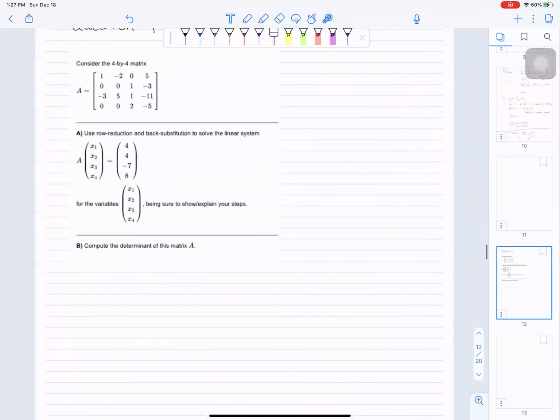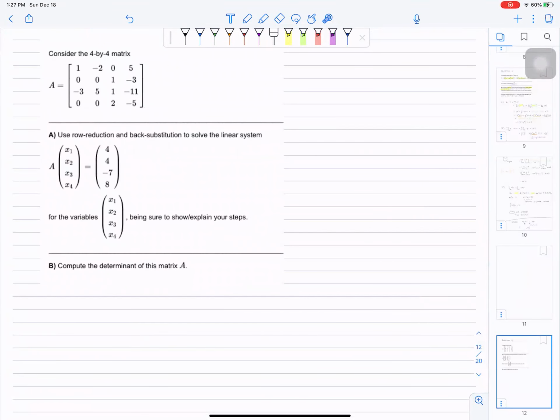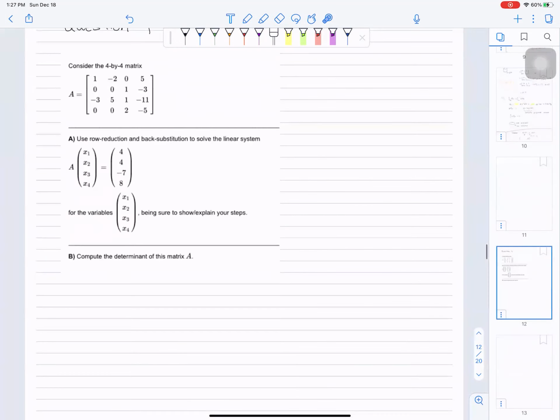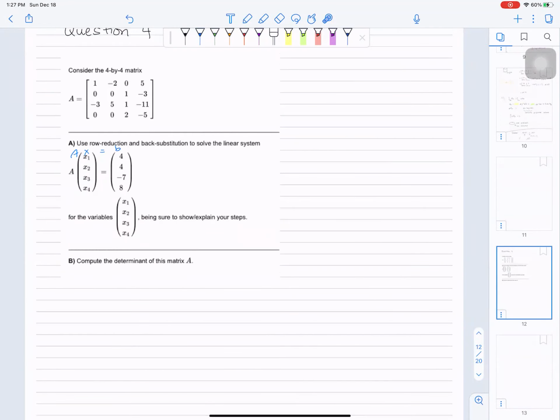Okay, problem 4. Consider the 4x4 matrix. Use row reduction and back substitution to solve the linear system. They say this is of the form Ax equals b. There are 2 ways to solve an Ax equals b problem. You can say x is A inverse b, but we have a 4x4 matrix and we don't want to find the inverse of that. That's so much work, you would have to do row reduction again. So instead we make an augmented matrix, row reduce, and then back substitute, which is what they recommended.